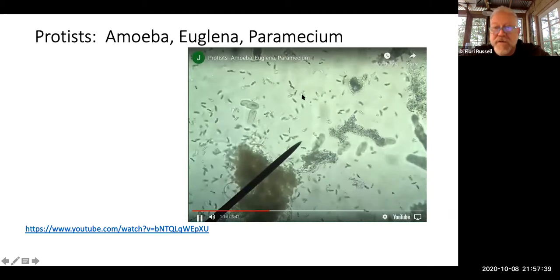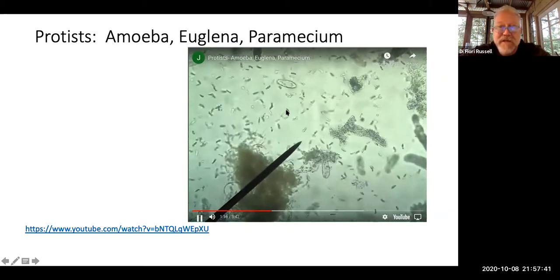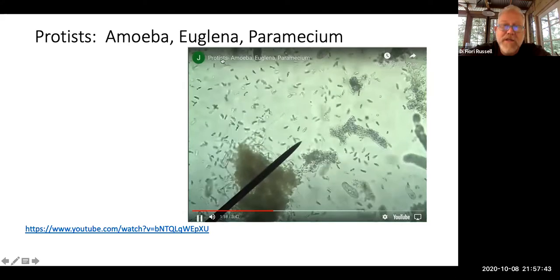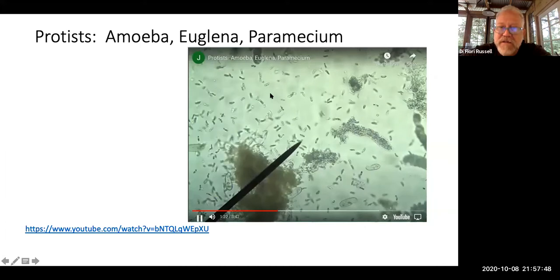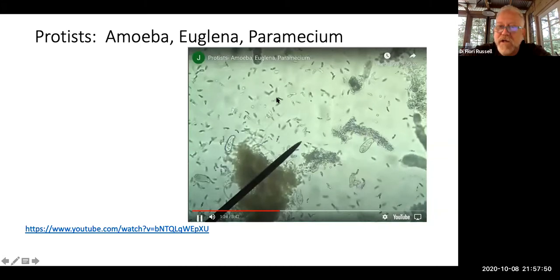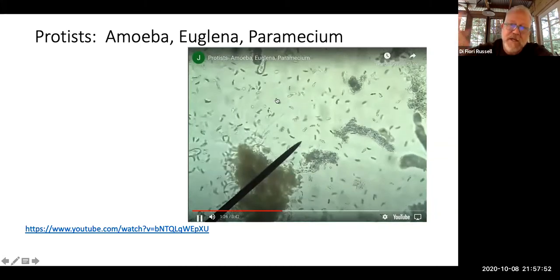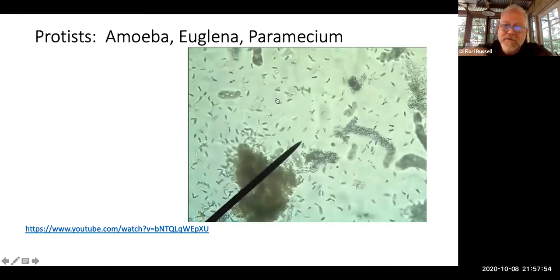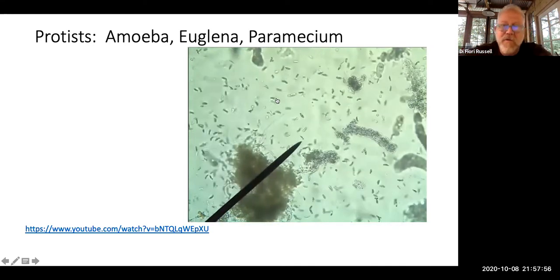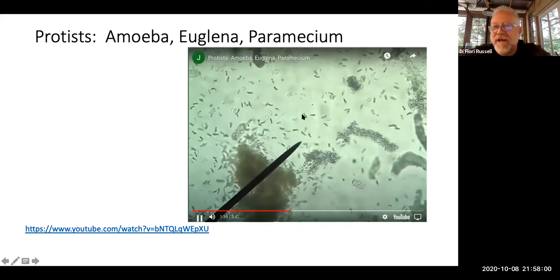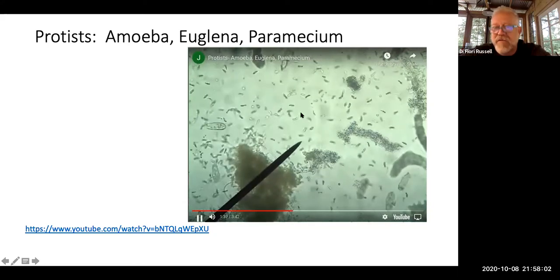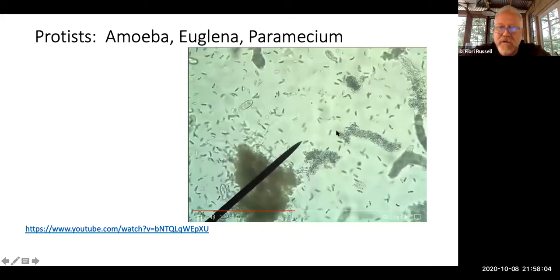Finally, the third group you see here, these little teeny guys that are wobbling as they move through the water column. They're kind of tiny. Those are euglena. So those are the euglenoids we're talking about. And they're moving by flagella that spin like a propeller behind them. It gives them that kind of wobble as they go through the water. And they typically move in one direction. You won't see them back up ever because they can't reverse their flagella. So they're moving in one direction.